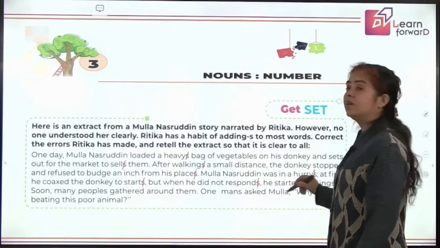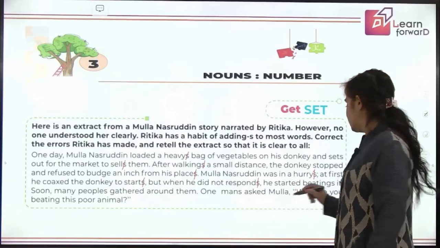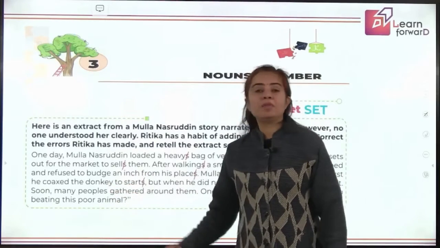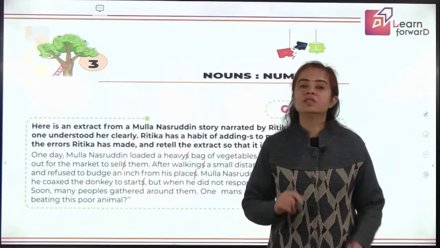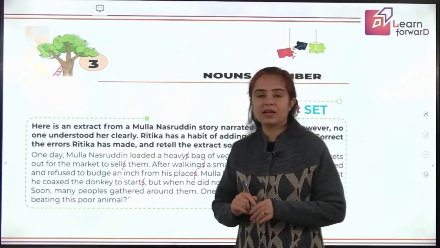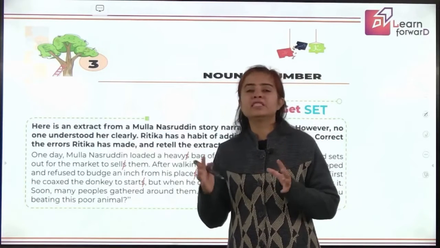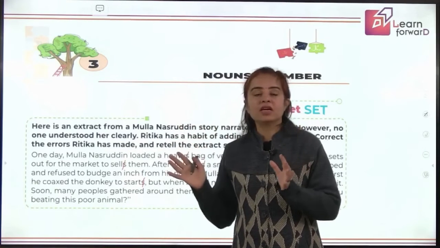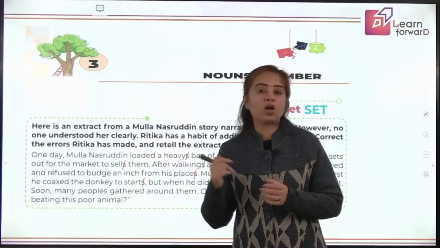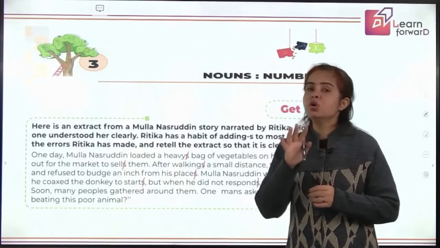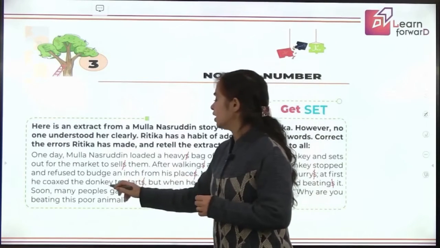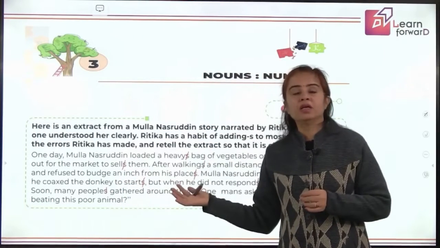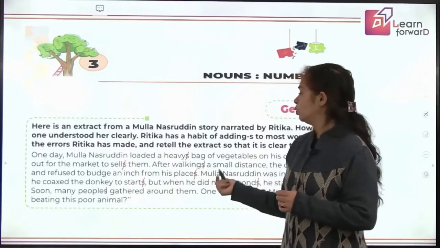He started beating it, not beatings. Soon many peoples, oh, children, this is an error again here because people itself is a plural noun. People means when more than one person are standing, we can call them only people. So there is no point adding S to it. Just like for child it is children, for person it is people. So we do not add S to plurals.